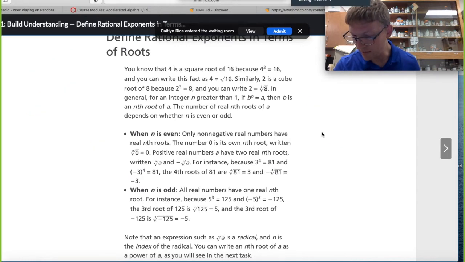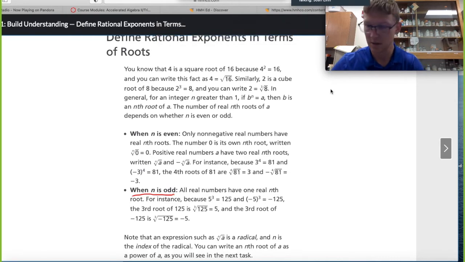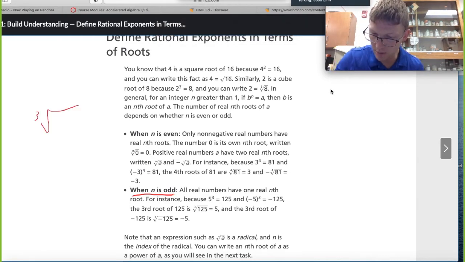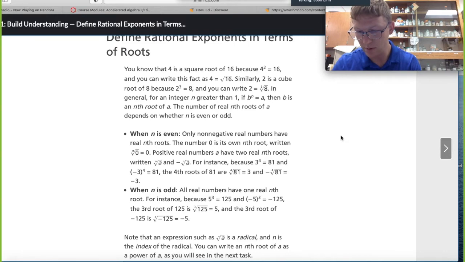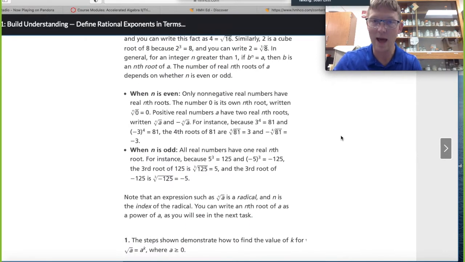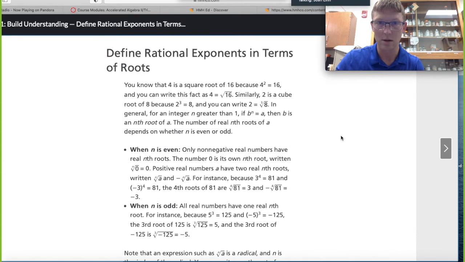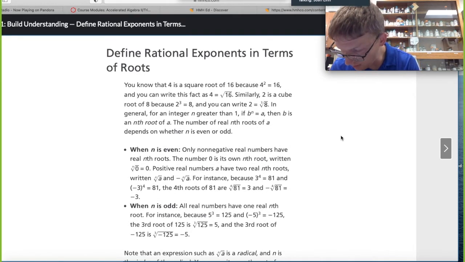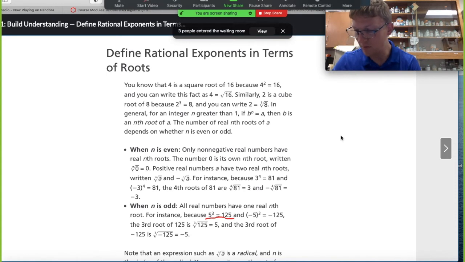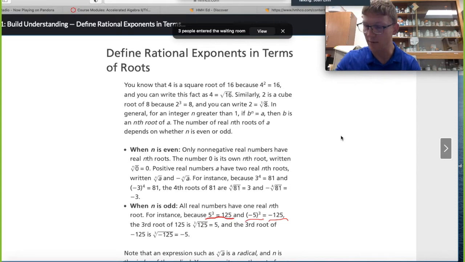However, for odds, when n is odd, so we're talking about the cube root of something, that is not the case. So the cube root, because it's an odd function, will only have one root. So, for example, they use 5 to the power of 3 is 125, but negative 5 to the power of 3 is negative 125. So the negatives matter in the cube root, whereas in the even roots, you're going to have a positive or negative.